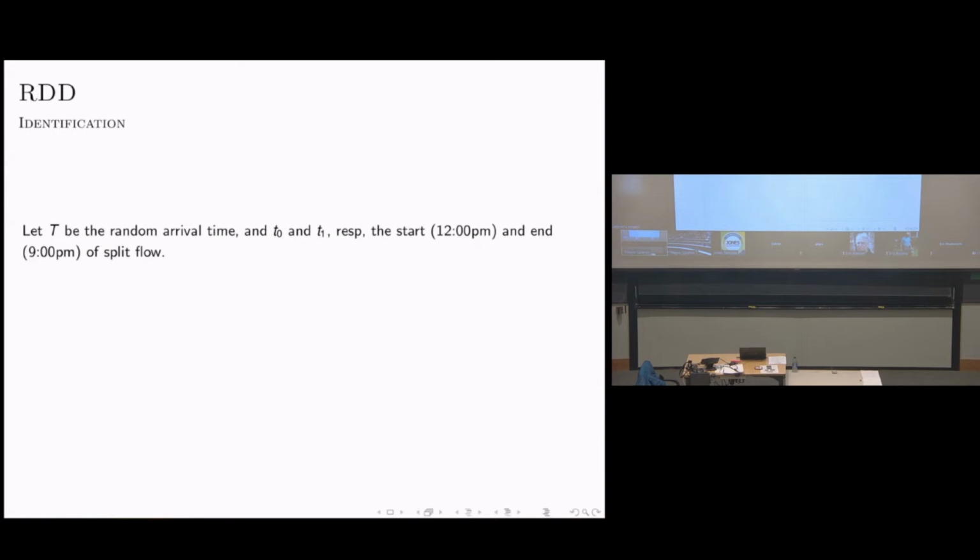So before I state those, I have to do just a little bit more notation. First one is going to be the arrival time for each patient. I'm going to call that capital T. Little t0 and little t1 are going to be the start and end of split flow. And with this notation, now I can say something important that we're going to need for RD assumptions, which is that A is going to be a deterministic function of the arrival time. In other words, say you arrive at 12:05 p.m., do you get split flow or not?